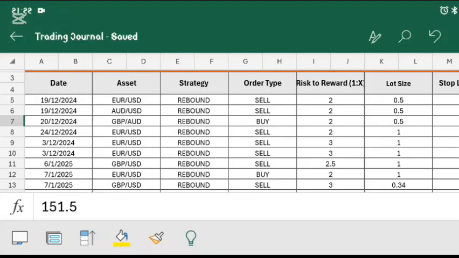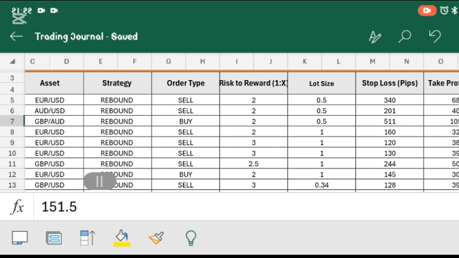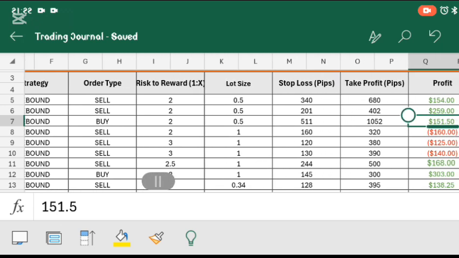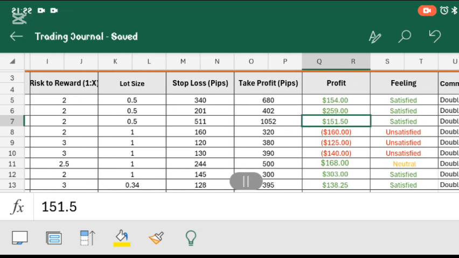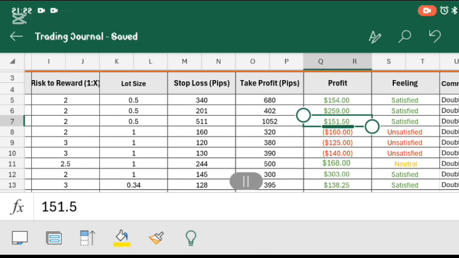Let's say you take a trade out of your normal setup, you know, because you are going to document it. So I'm going to share my screen on my Excel. Okay, now you can see how it is: the date, the assets, the strategy, the order type, whether sell or buy, the risk to reward ratio, the lot size, the stop loss, the take profit, pips, the profit, the feeling, and then the comment after the trade. So once I take the trade, this is what I do.